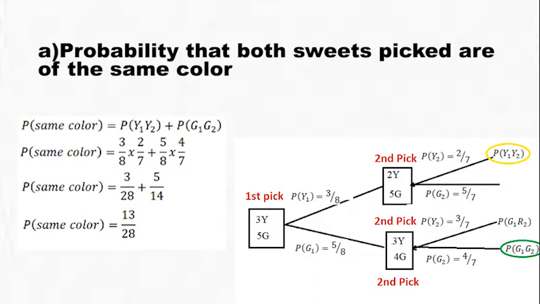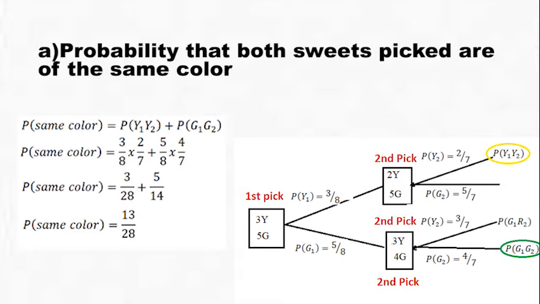These events are also called independent events, since picking the first color does not stop the picking of the second color. The probability of picking a green sweet first and a green sweet second will be 5 out of 8 times 4 out of 7.